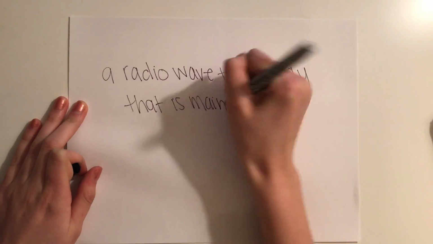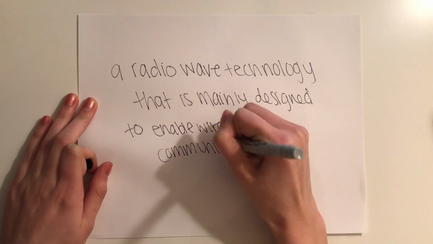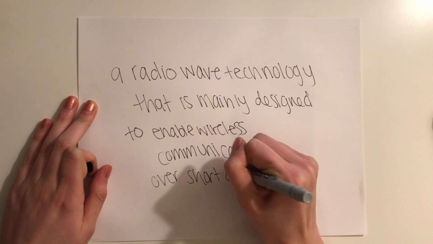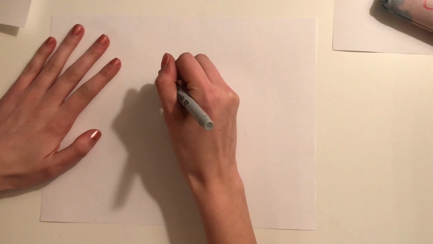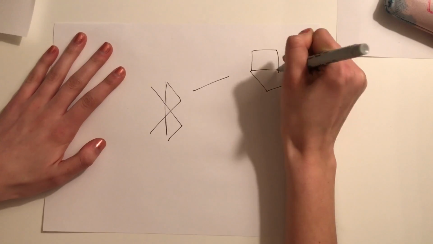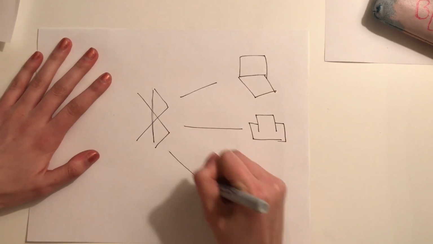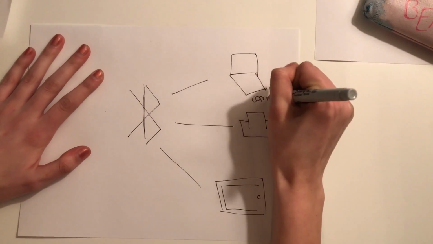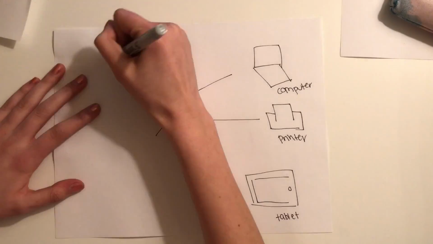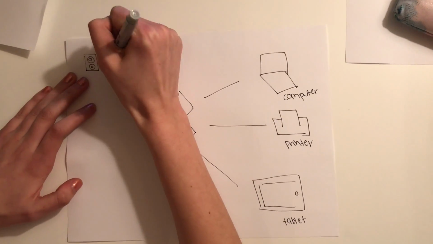Bluetooth is a radio wave technology that is mainly designed to enable wireless communications over short distances. Bluetooth can connect to many devices such as computers, printers, tablets, speakers, and iPhones. The main Bluetooth device can connect up to 8 devices at one time.